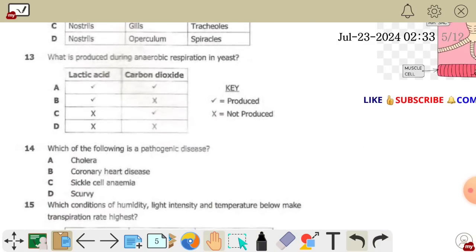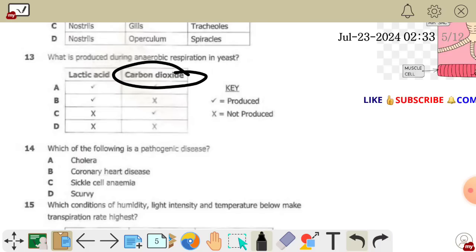Question 13. What is produced during anaerobic respiration in yeast? Anaerobic respiration is respiration that takes place in the absence of oxygen. In yeast, it is mostly called alcoholic fermentation. So under alcoholic fermentation, where we use yeast, what is produced is alcohol and carbon dioxide.